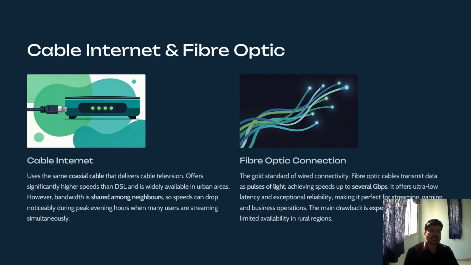Now, cable internet and fiber optics. Cable internet uses coaxial cable, the same as cable TV. It provides higher speed than DSL, but bandwidth is shared with neighbors. So during evening time, speed may reduce.